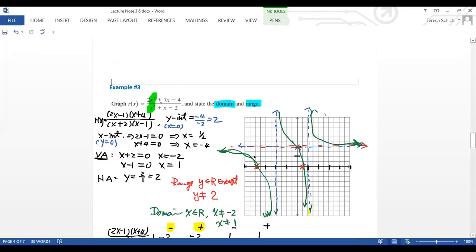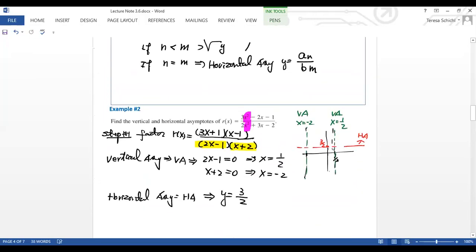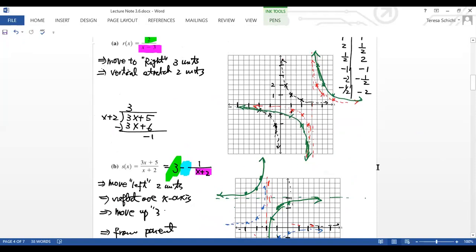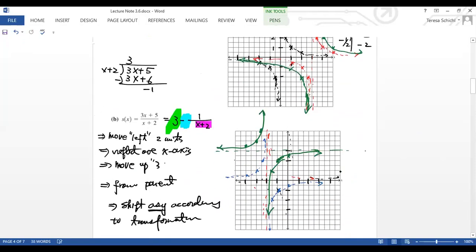Okay, let's go back to our previous problems here. We did not do the domain and the range here. Okay, so for this problem here, let's see. This problem is 3 minus 1 over x. So this is my vertical asymptote at x equal to 2. This is my horizontal asymptote, right?